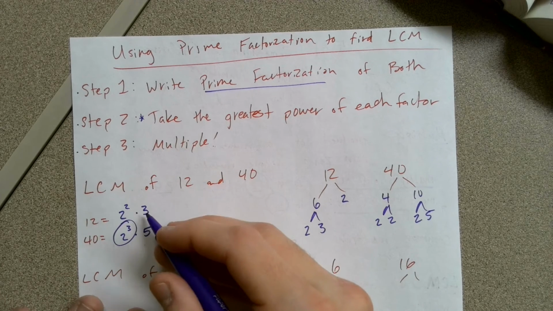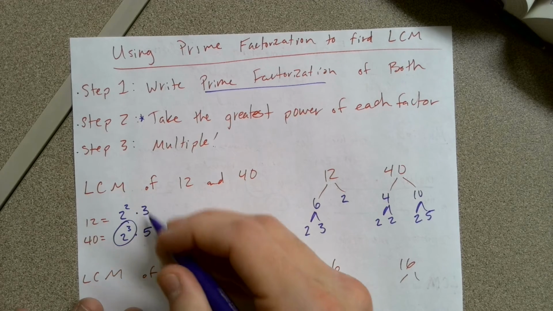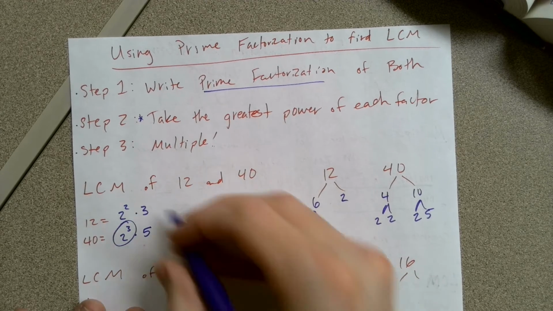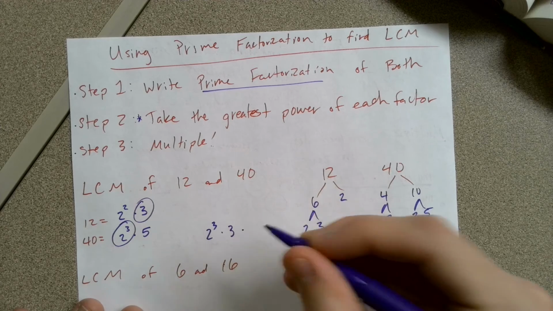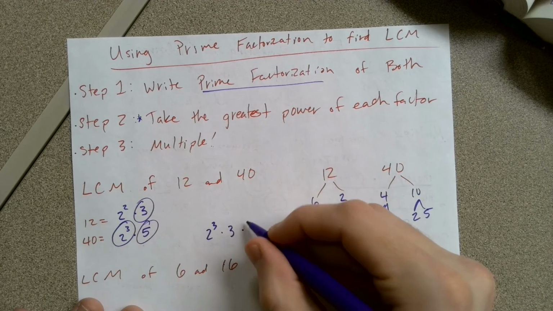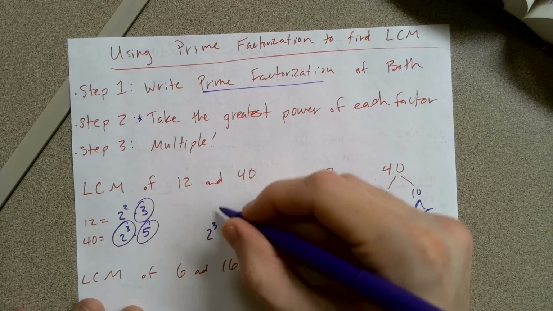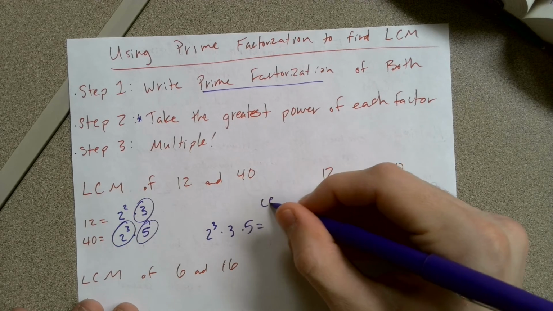Then I'm looking at my next factor. My next factor that we have is 3. There's only one version of 3, so we're going to put that one in. And we're looking at our next one, our greatest version of 5. And put that one in. If we multiply all these together, this will be our LCM.